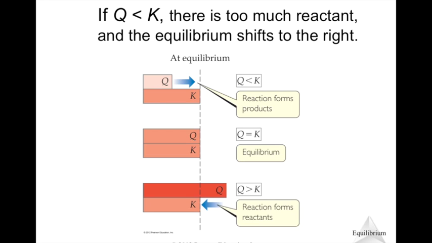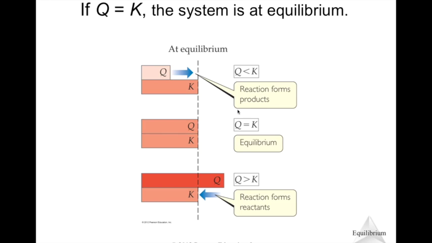So remember, if Q is really small, that means you've got a lot of reactants, right? Because that's the bottom number in your Q and your K expression, because it's products over reactants, so it's very small. So again, if you've got too much reactant, the equilibrium is going to shift to the right towards the product side to try to use some of that up to get us back to equilibrium. If they're equal, then the system is in equilibrium, obviously.